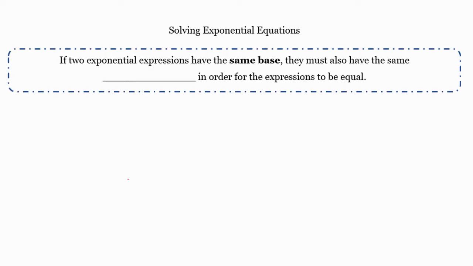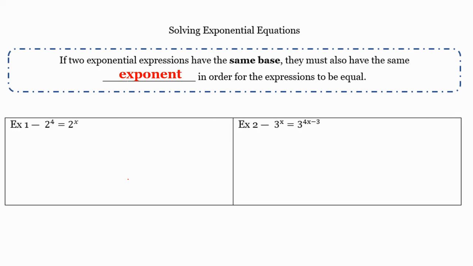So in this case, we need to figure out how to solve. So this is the next page in your little notes packet for the day. So flip to the next page and take these notes. If two exponential expressions have the same base, so for instance, like 3 to some power and 3 to some power, then they also have to have the same exponent in order for the expressions to be equal to each other. Let's look at what this actually means in context.